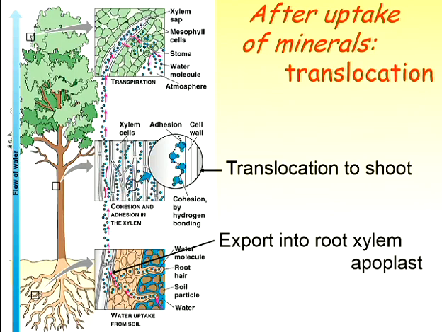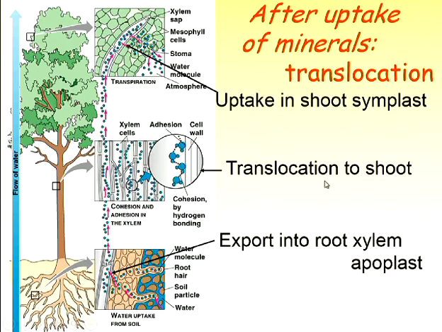So if our mineral is going to move on from the root to the shoot, it needs to enter the xylem of the root, which is apoplast. So that means there must be some export step out of the root cortex and into the xylem, which is apoplast. So that involves a second protein.